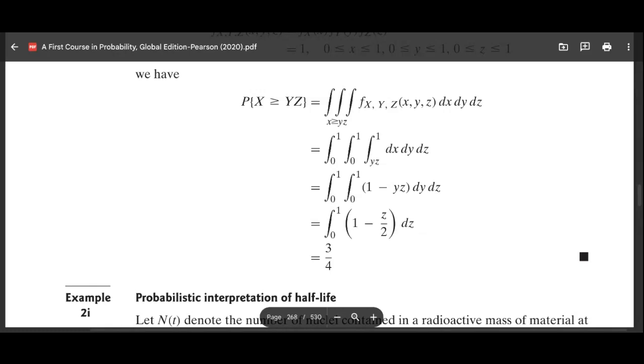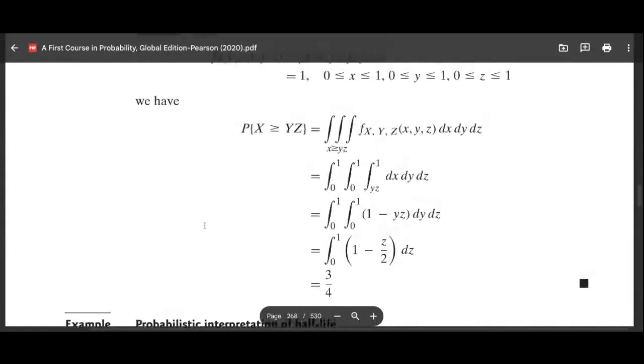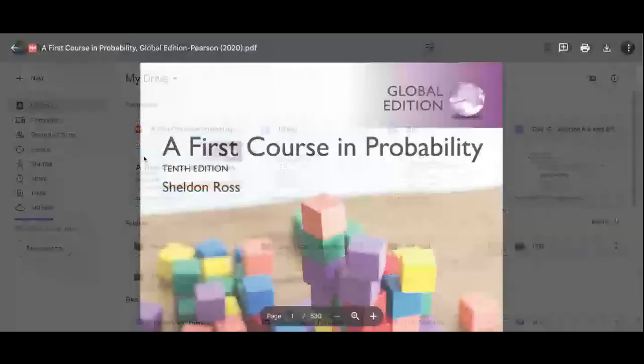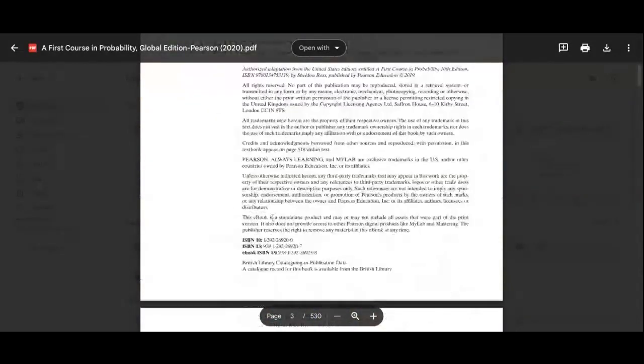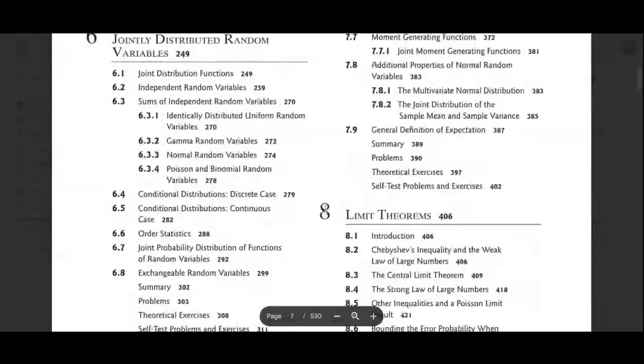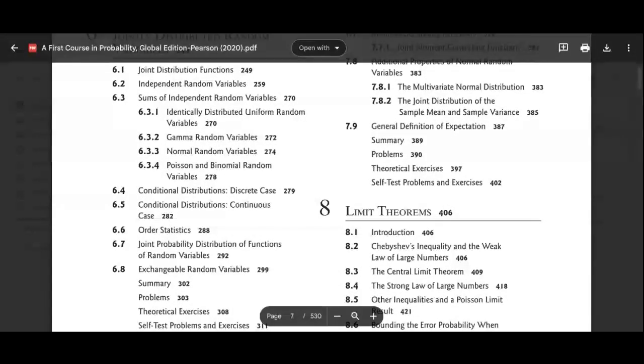Chapter 6 then? No, chapter 6 is not done yet, right? Let me see. Let's go back to the beginning. Chapter 6. Is it done? Let's see. Maybe you're right. Oh no, hold on. Let's go to the syllabus. Probably I have to go a little bit faster because I have to cover the syllabus. Let's check the syllabus altogether.